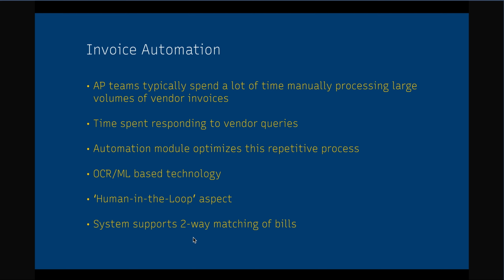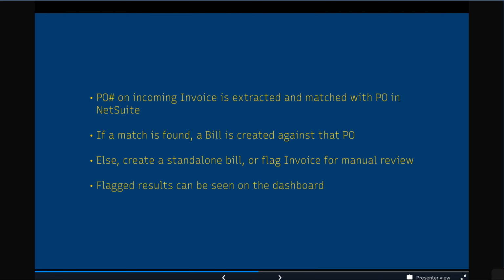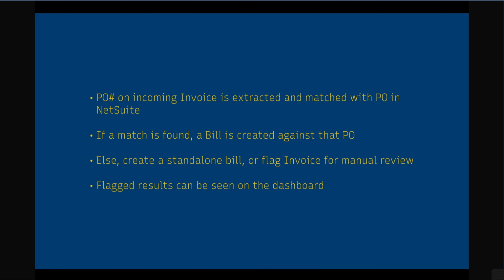The system supports two-way matching of bills, meaning the PO number on the incoming invoice is extracted and matched with the PO number in NetSuite. If a match is found, a bill is created against that PO. If not, you could either choose to create a standalone bill or just flag off the invoice for manual review. The flagged records will be shown on a dashboard, and in some cases, emails will also be sent out to concerned users, making it easy to take action in such cases.